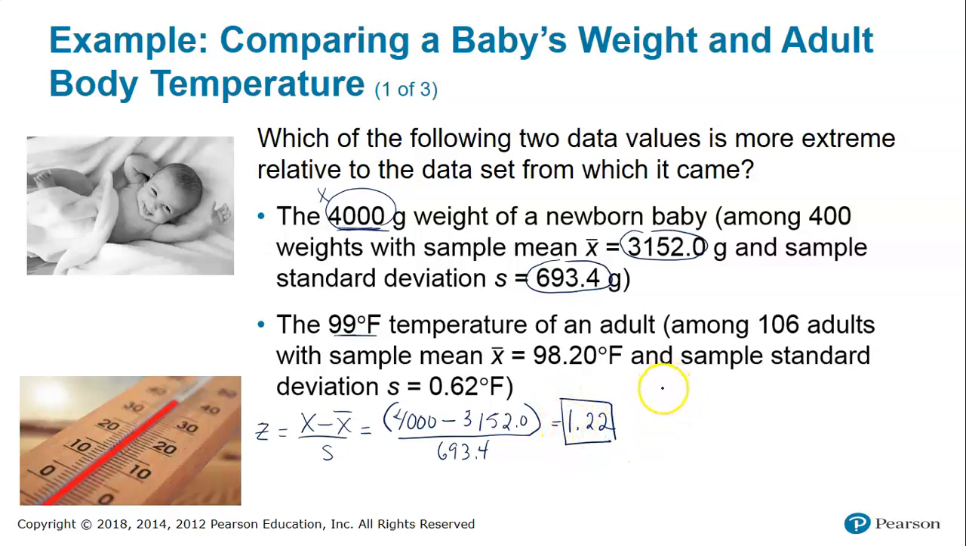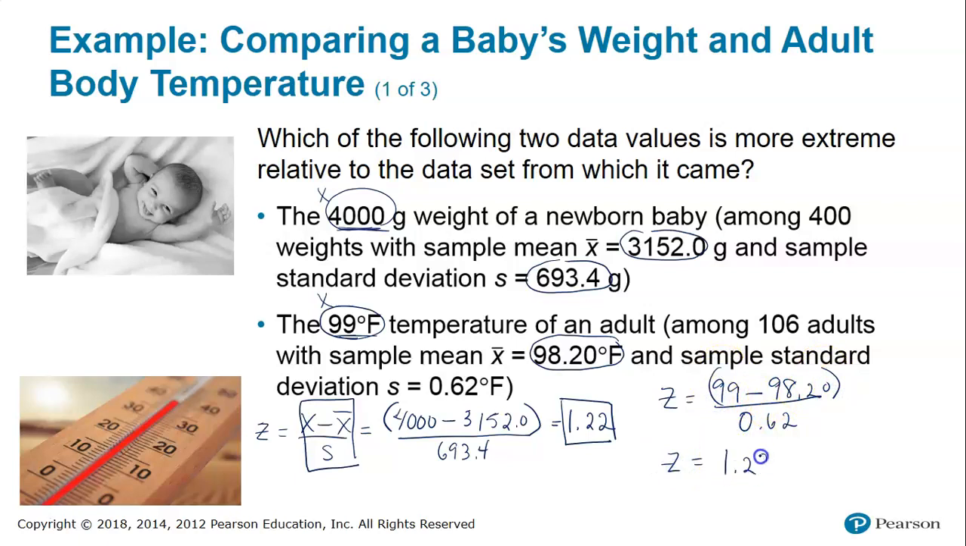When we go to do the next one for the temperature, we're going to be using the same formula here. And in this case, we have a temperature of 99. That's going to represent my x. So this will be 99 minus the mean. So here's my mean, 98.20, and I'm going to divide that by the standard deviation. Okay, again, put parentheses around the numerator. So we end up with a z-score of 1.29.